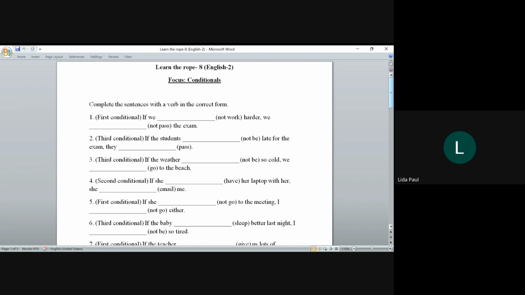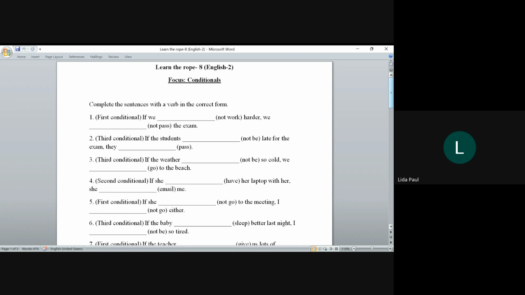Then, we would went to the beach? No. What do you have to use? You have to use have plus V3, right? Yes, ma'am. We would have gone to the beach. Okay. We would have gone to the beach.